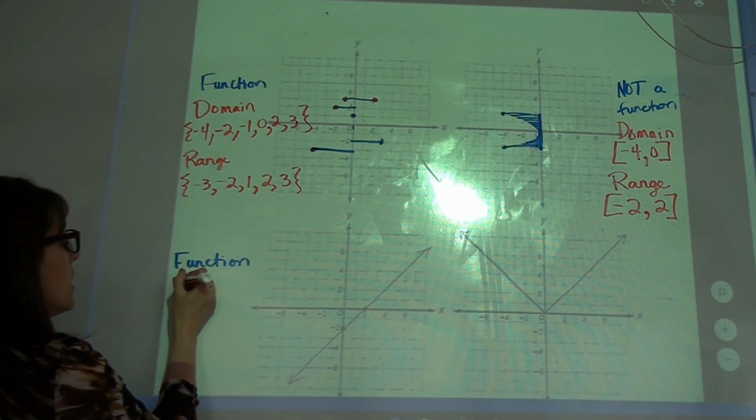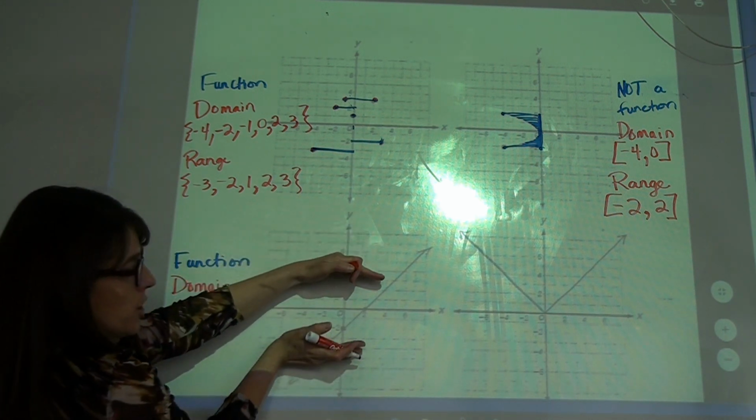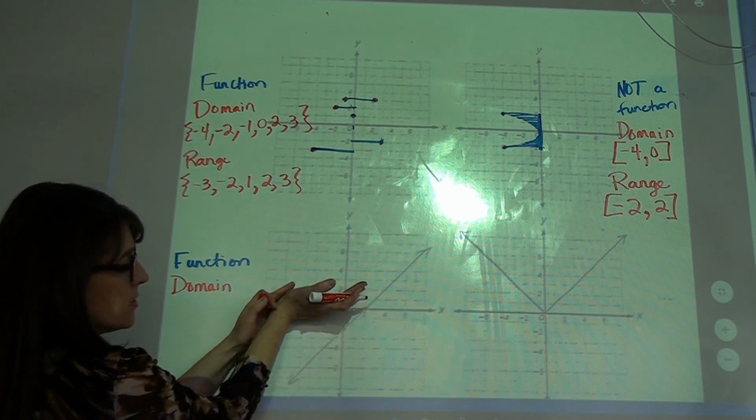So here then on this graph, in order to identify my domain, what I'm going to do is squish it up on this y-axis. And when I do, all of these are coming up through here.